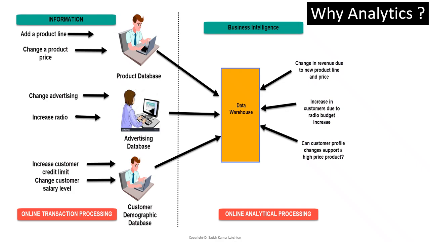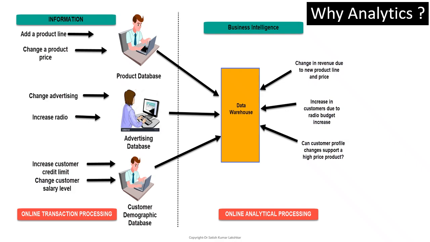And third could be, for example, the customer demographic database, which may involve increasing the customer credit limit, also the transaction limit. Suppose customers may be doing transactions by credit card also. Or changing the customer salary level, because if the income of the individual is improving, increasing, then definitely this will increase the purchase capacity of the individual also.